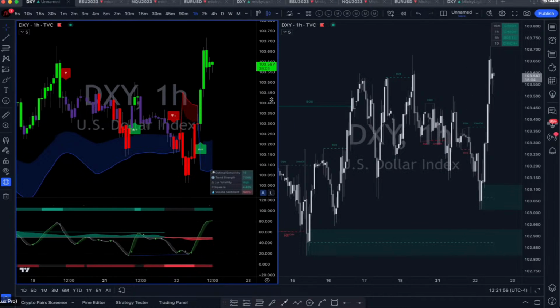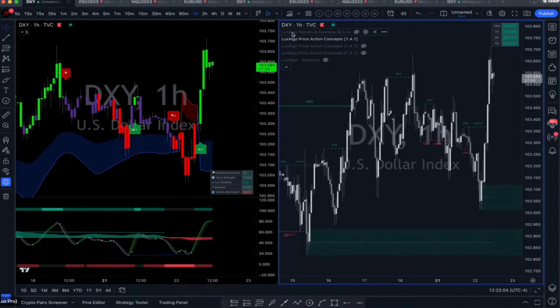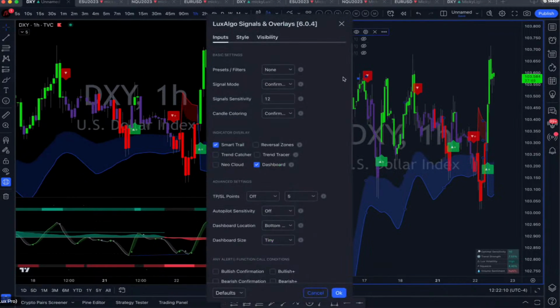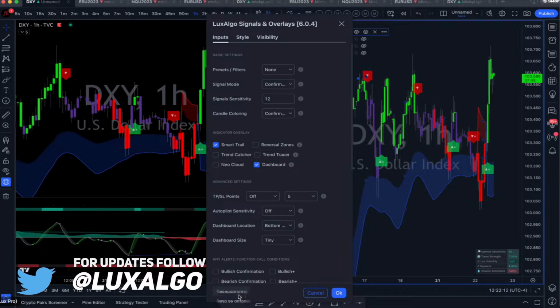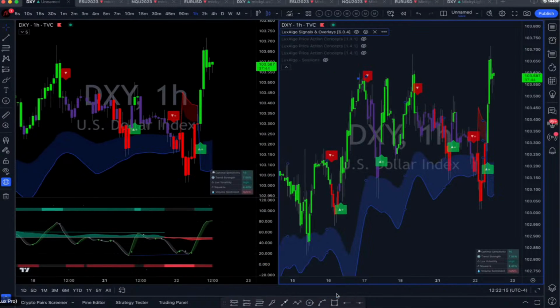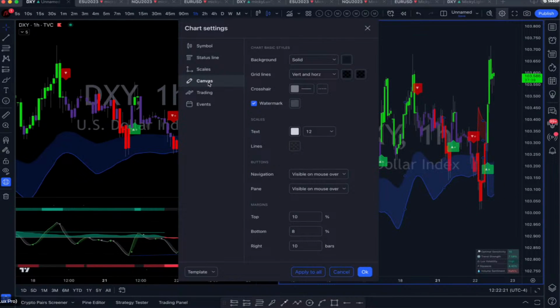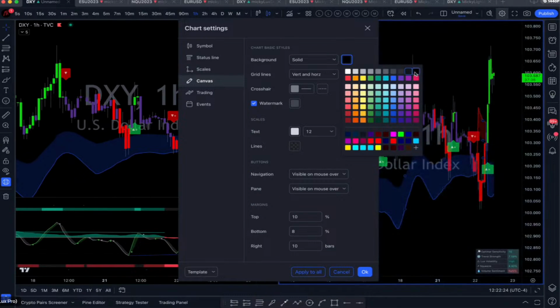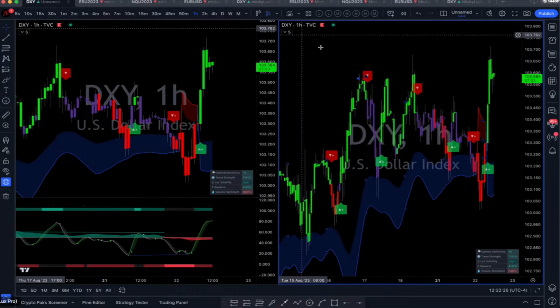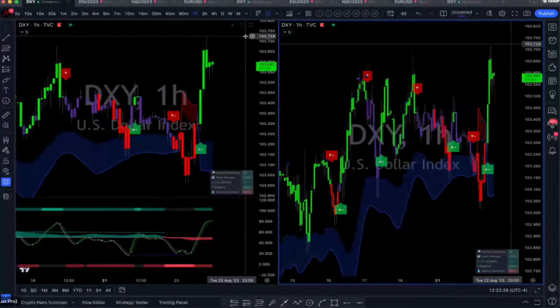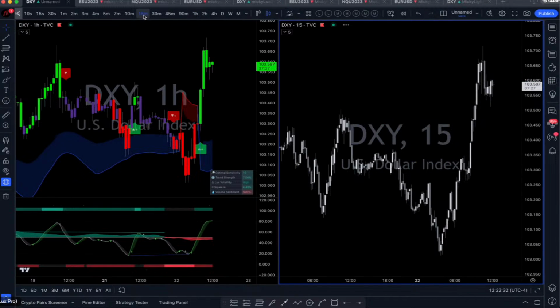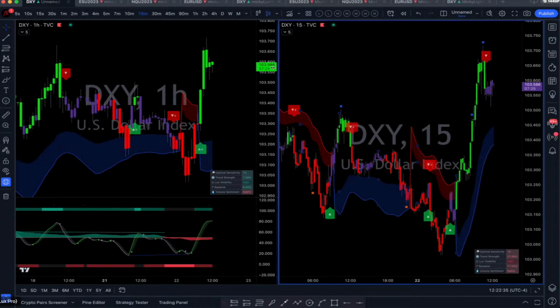On the right-hand side, I'm going to switch it to signals overlay for a lower time frame for the trade management entry template. Let's turn that off, turn this on, make sure everything is on default. Reset settings, and let me match the colors up because this is bothering me. Going to canvas, we'll make it standard black. 1 hour, let's bring this down to, let's say, 15 minutes. I like that combination, 1 hour and 15 minutes.